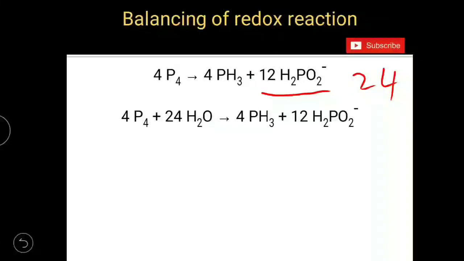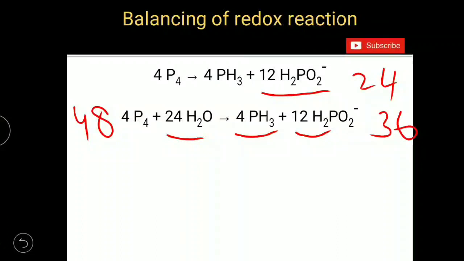After that, we should balance hydrogen. Even though the reaction is taking place in presence of basic medium, first you balance hydrogen by adding H+. Left hand side you got 48 hydrogens. Right hand side, 12 hydrogens here, 24 hydrogens here, total 36 hydrogens. So on the right hand side we need to get 12 more hydrogens. So that's why I'm going to add 12H+ on the right hand side.